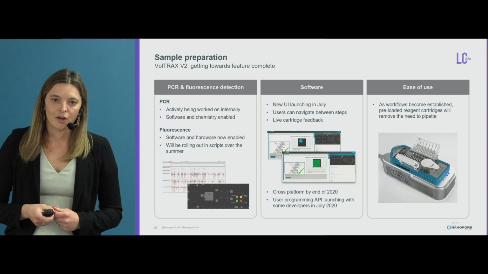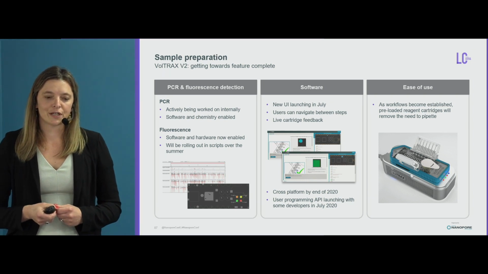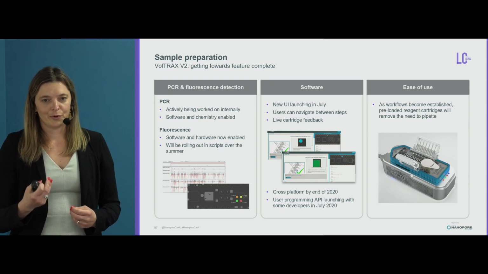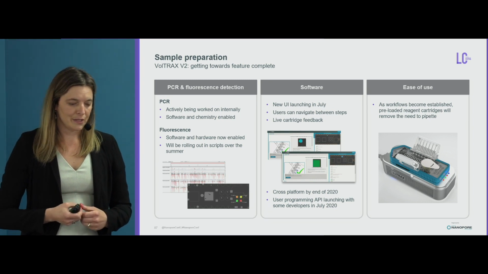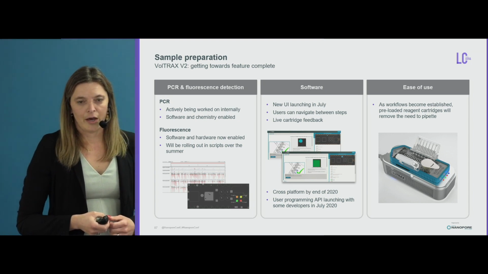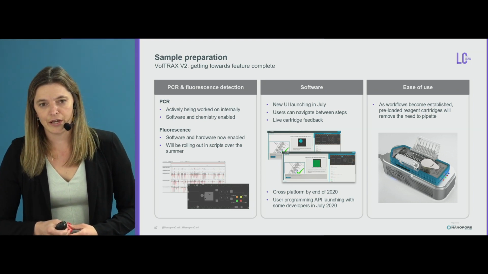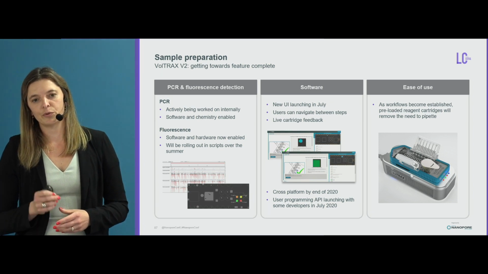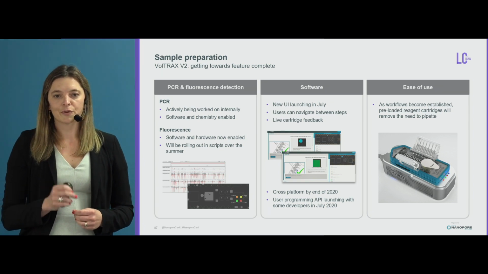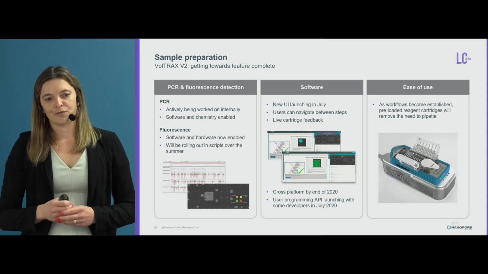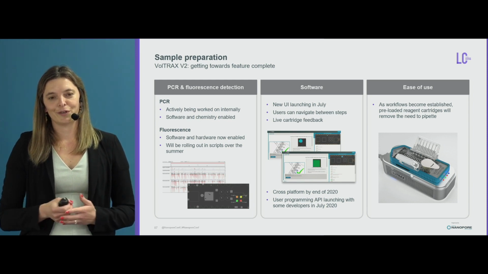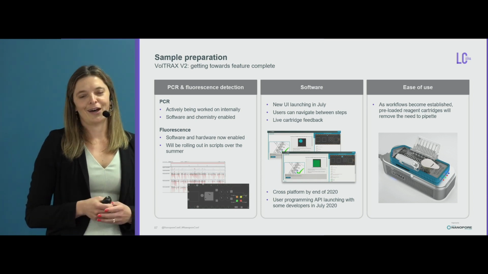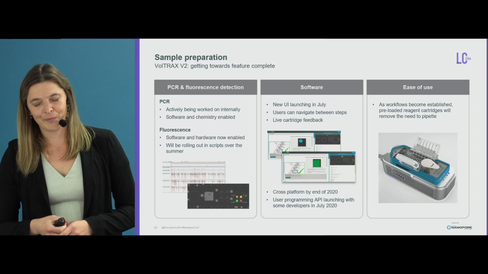Our software has actually been hugely worked on in the background. We have a new UI, but behind the scenes a lot of work has been going on. So the new UI is launching now. You get live cartridge feedback. With the rewriting of software, what we believe is that we can get to cross-platform by the end of 2020. And we know that one of the key questions that we get from the Voltrax community is, can I run it on my Mac? And soon the answer will be yes.